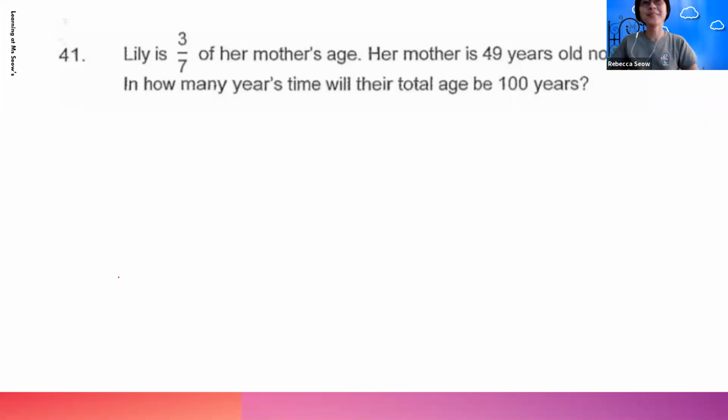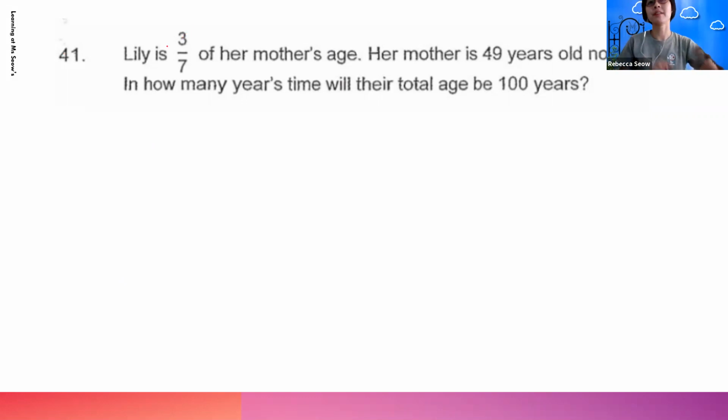Okay, I think we'll have to get ahead with this question now. Time is running out. Hopefully you're halfway through it. This one, I find more tricky than the rest. Let's see. Lily is 3/7 of her mother's age.